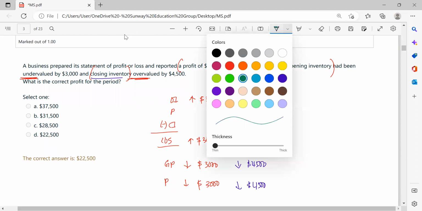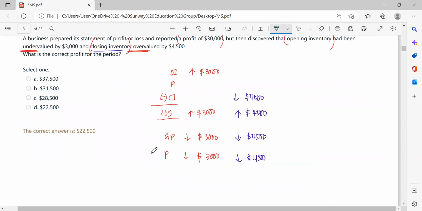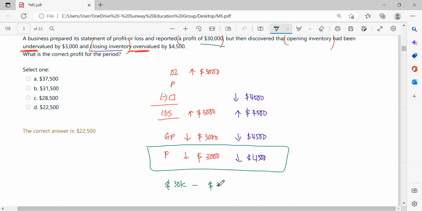So now, looking at the two effects, both actually reduce the profit. So from the original profit of 30,000, reduced by 3,000 and reduced by another 4,500. Therefore, the answer that you got here should be 22,500.